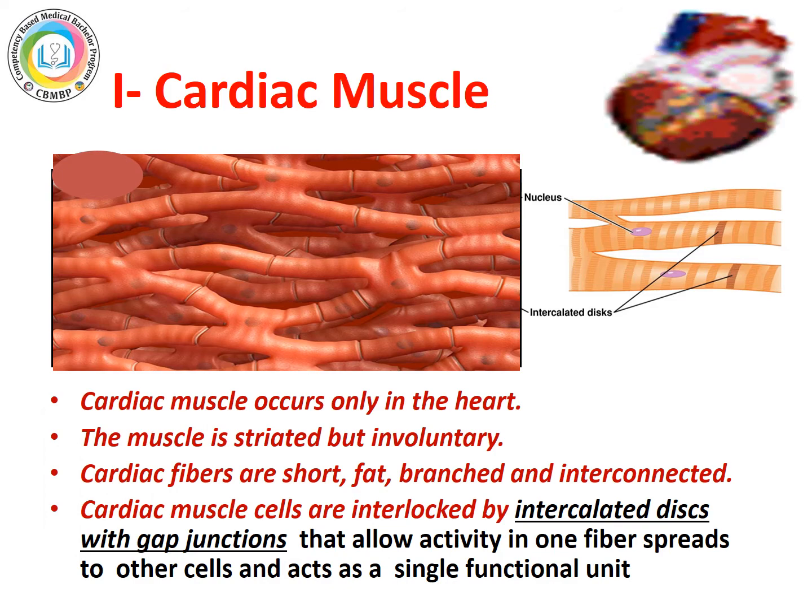Cardiac muscle occurs only in the heart. The muscle is striated but involuntary. Cardiac fibers are short, fat, branched, and interconnected. Cardiac muscle cells are interlocked by intercalated discs with gap junctions that allow activity in one fiber to spread to other cells and act as a single functional unit.